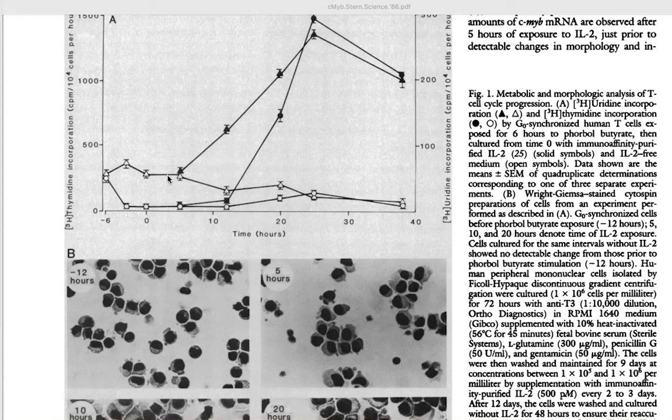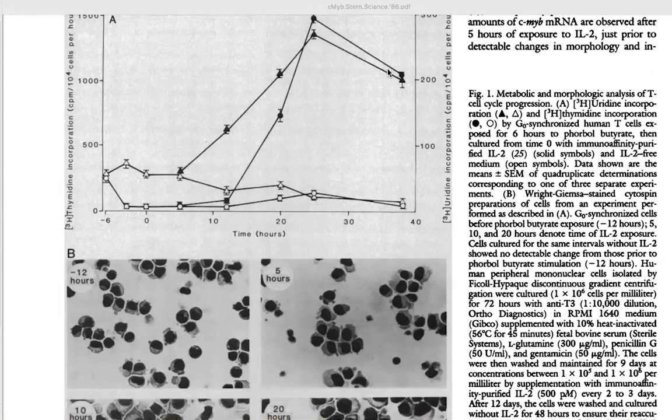than it had been at time zero. And lagging behind then was thymidine, and you didn't really see that come up until 20 hours after the addition of interleukin-2, and it peaked at about 24 hours and then started to fall off. So that was the metabolic situation with these cells.